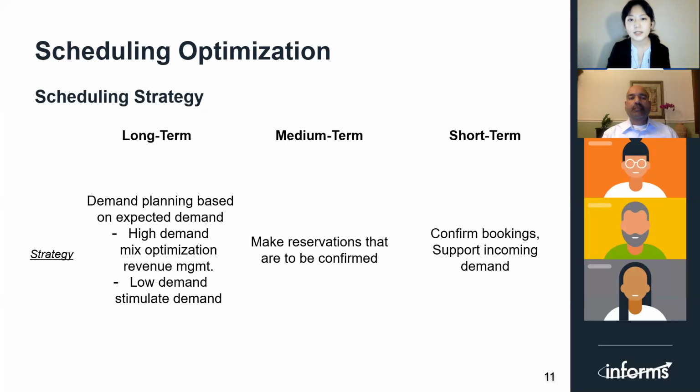But if the demand is low, we will then apply the CSR and sales team to stimulate more demand for the business. In the medium term, we will make reservations that have to be confirmed in the short term. Then in the short term, we will confirm the bookings based on more detailed information like the location and work type. And then we make preparations for those demands, such as labor and material arrangements.